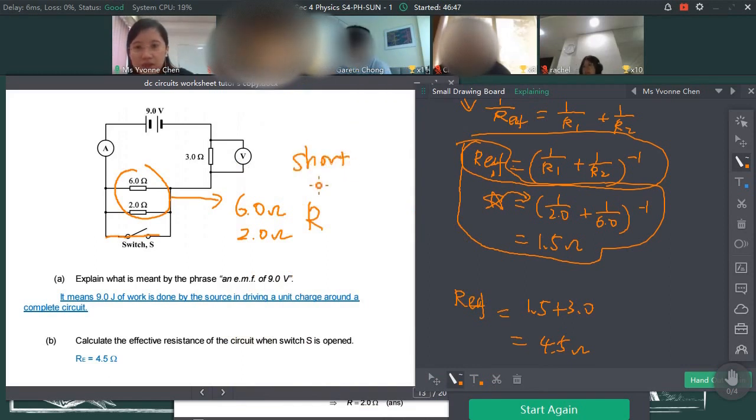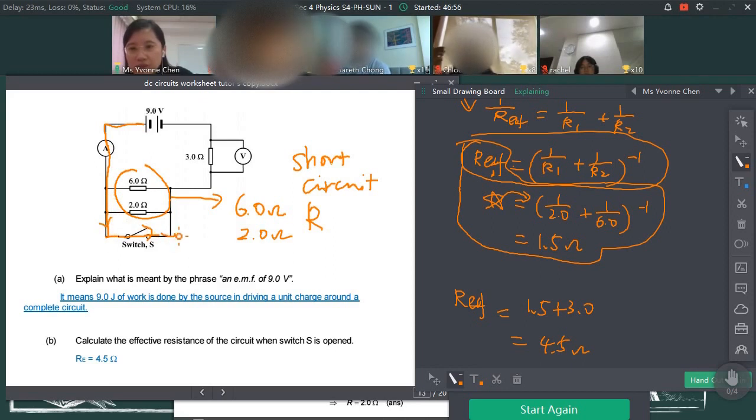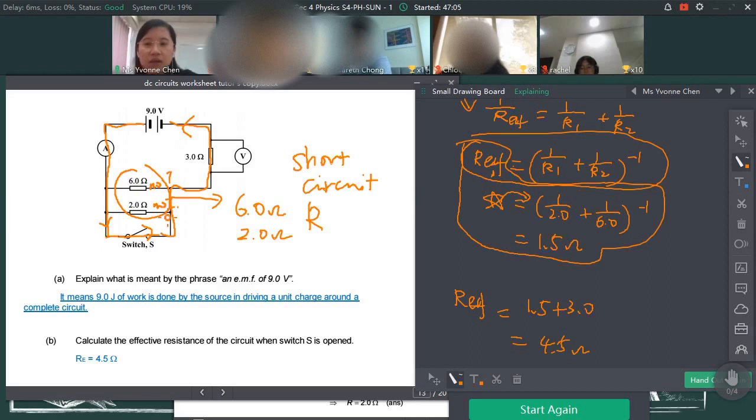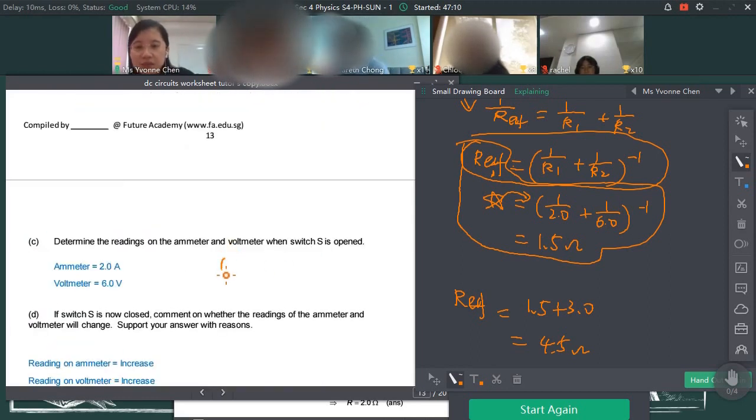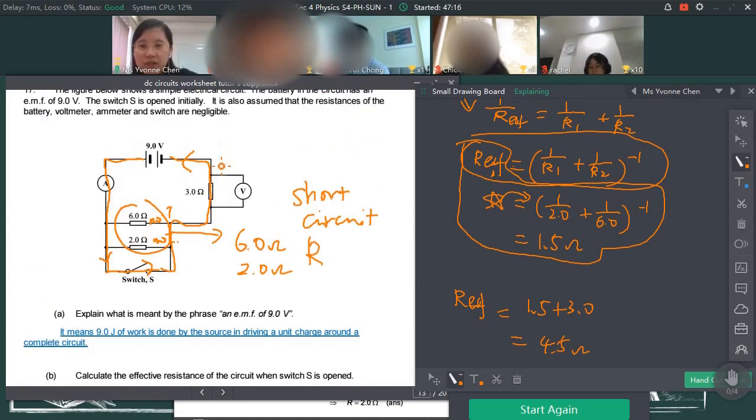It's called short circuit. There's a short circuit because the current is so smart that current will flow through in this way. There's no current here, no current here. So then you can think about what is the effective resistance of the circuit. Only 3.0 ohm, right? Only this particular part is connected.